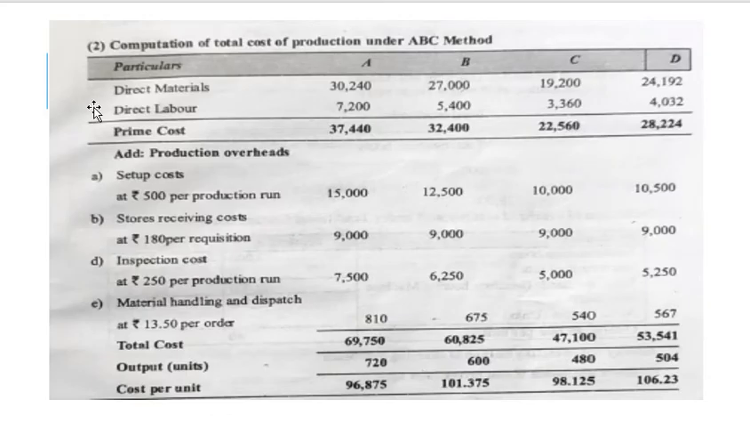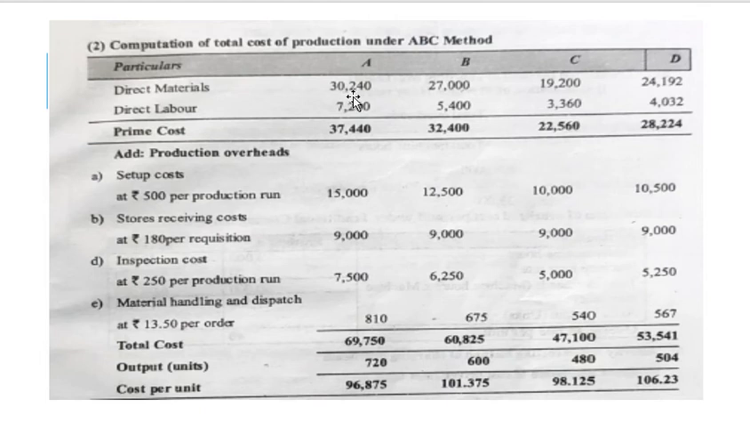Now, computation of total cost of production under the ABC method. Particulars A, B, C and D, direct materials, direct labor. Up to prime cost, it is similar to what we did for the traditional method. After that, we will add the production overhead as there are different activities. As per the calculation of cost drivers, setup cost is rupees 500 per production run.